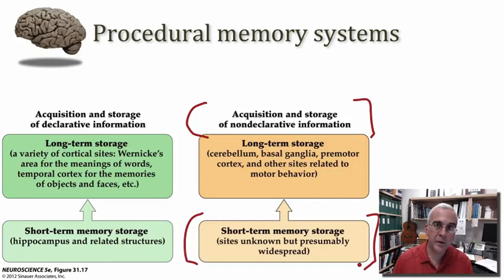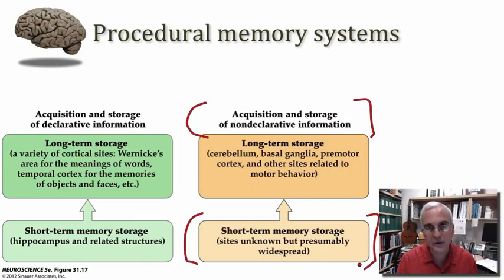So the cerebellum is playing an important role in the early stages of the acquisition and the consolidation of at least procedural memory. The long-term storage probably reflects, again, widespread plasticity throughout the networks that are responsible for the execution of the skill, be it a procedural skill, a motor skill, or some other aspect of implicit human behavior.